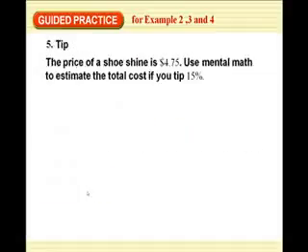The sale price for a shoe sign is $4.75. Use mental math to estimate the total cost if you tip. Okay, the thing about mental math is our number system is based in tens. So we can use mental math to help us solve these problems rather easily, actually.